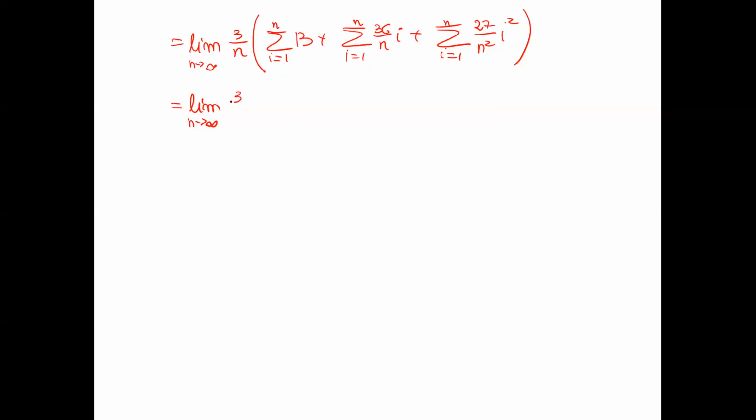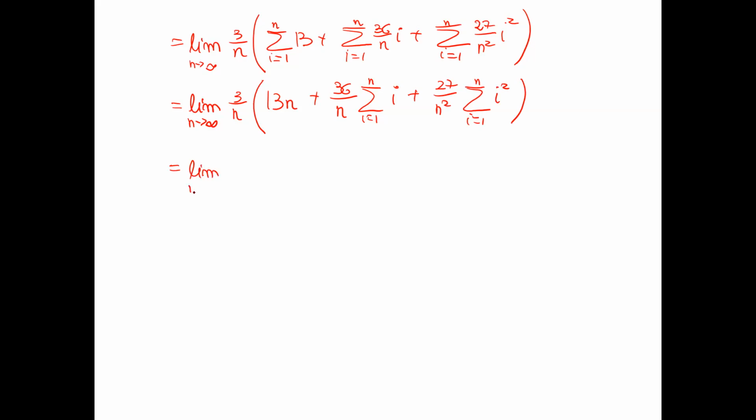Okay, and let's see, 3 over n, and now 13 plus 13 plus 13, 13 times n. Now 36 over n is a constant. We will just add i, i is changing from 1 to n, 1 plus 2 plus 3 plus 4 plus n. We know the formula. 27 over n squared is a constant with respect to the sigma, and we are just adding i squared. Okay, now we need the formulas.